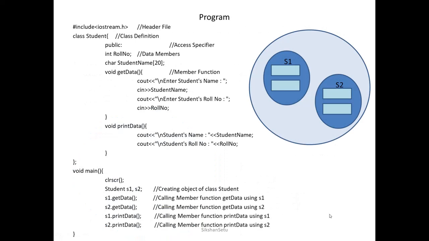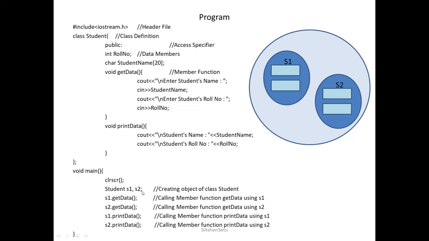So I can also access data members using objects. Now let's take one example. Here is the whole program in which I have taken a class student. The data members are public: roll number and student name. I have declared one member function named get data, which takes the value of student name and roll number, and print data, which prints the value of student name and roll number. Now in the main function, we have created two objects.